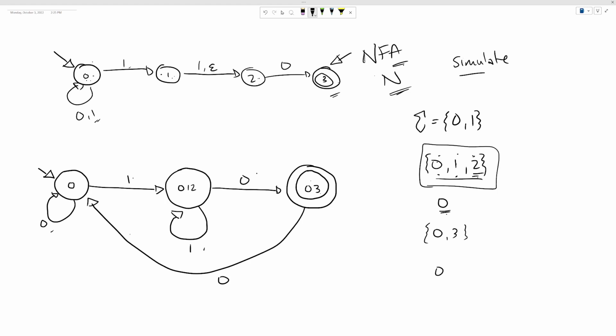Okay, what about 1? We'll do our last one now. If I'm in state 0 and I get a 1, we've done this a few times now. I know I can get a 1 and go back to 0. I can get a 1 and go to 1, and then I can follow the epsilon and go to 2. So I'm back into this state again, 0, 1, 2. That's if I got a 1. But if I'm from 3, again, there's no exiting transition. So if I get a 1, there are no other states I should add. So it looks like if I get a 1 here, I just go back to this state, 0, 1, 2.